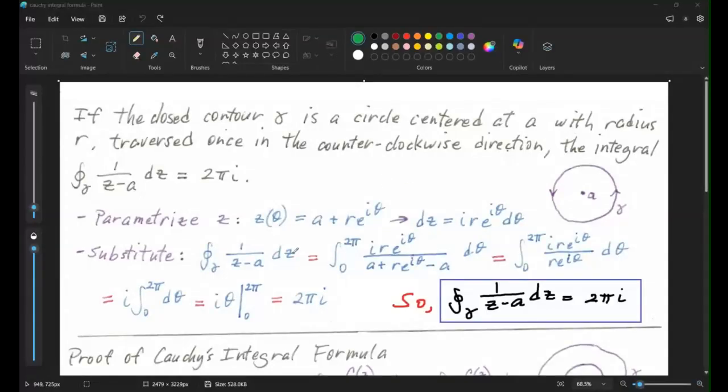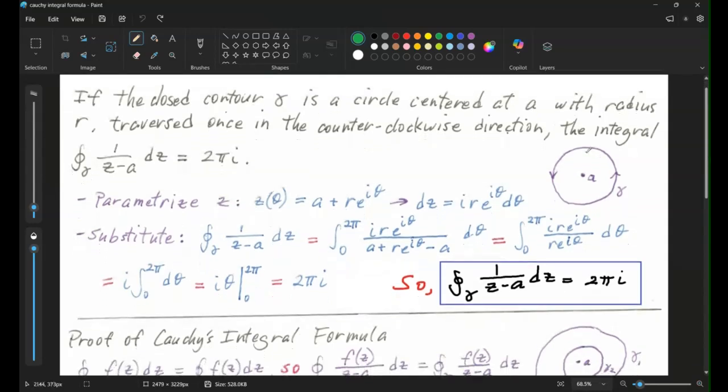We want to prove Cauchy's integral formula, and I'm going to lead into it with a simpler case to start with. So we have a circle centered at a, and I want to show that if the closed contour gamma is a circle centered at a with radius r traversed once in the counterclockwise direction, the integral of 1 over z minus a over the circle is 2 pi i.